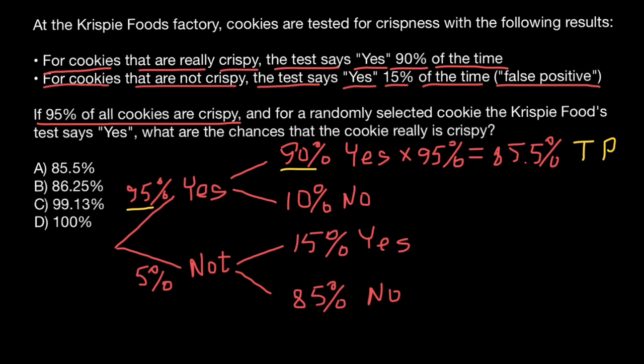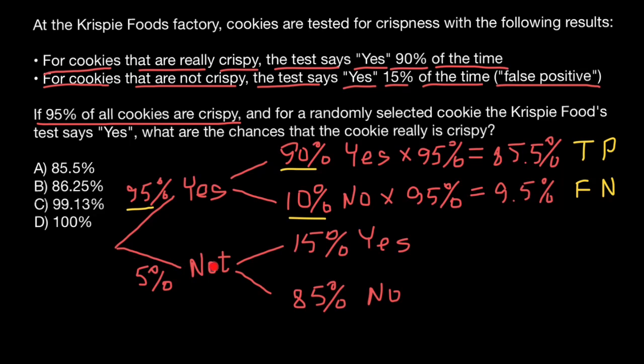Now let's find the frequency of the second category, which are crispy, but due to test inaccuracy, the test shows that they are not crispy. Again, we have to multiply these frequencies, again by 95%, and the frequency of this category is going to be 9.5%. And this is going to be false negative. So let's put two letters, false negative, for this category.